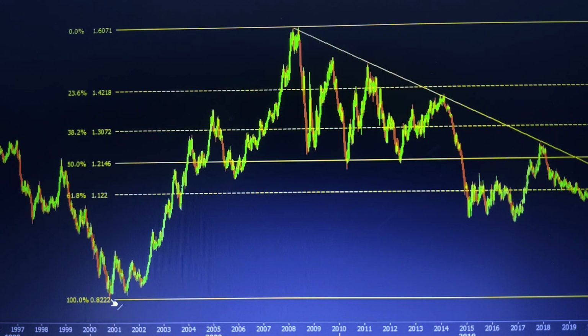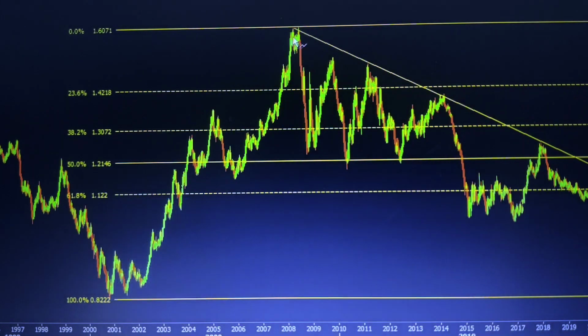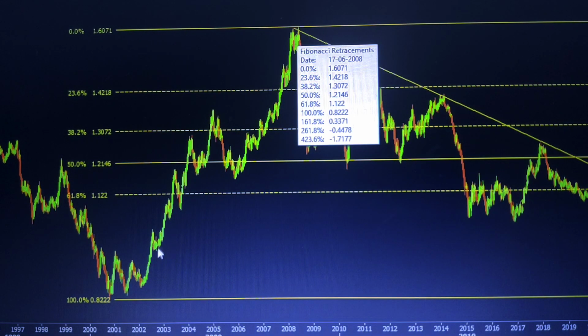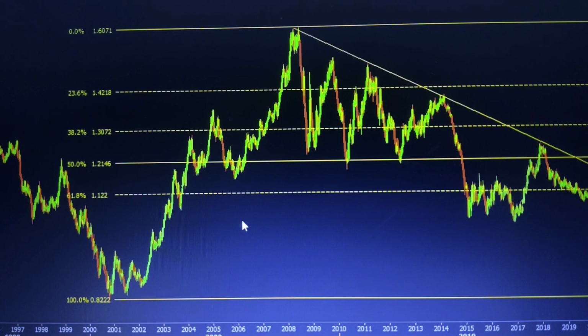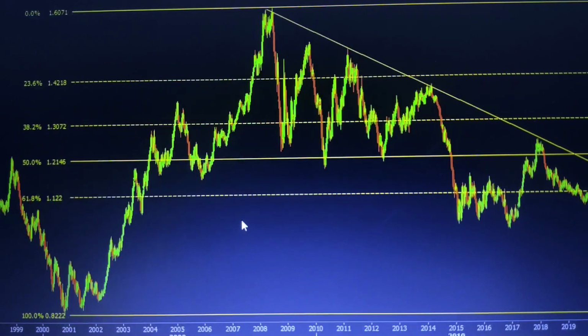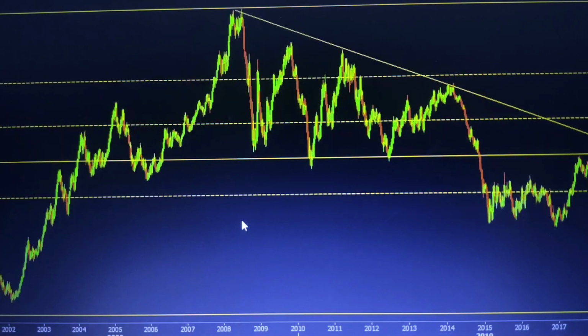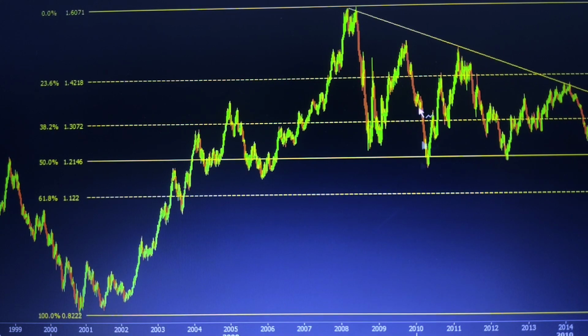If you take from 2000 or 2001 to this level, around 2008, you can see this is an uptrend. It is trading in an uptrend. So how can we find this? How will we draw Fibonacci retracement in an uptrend?